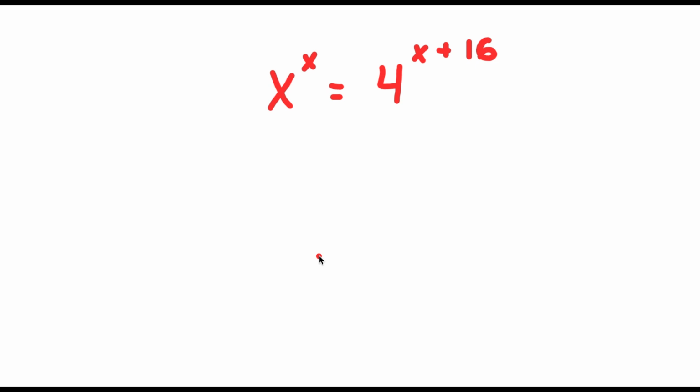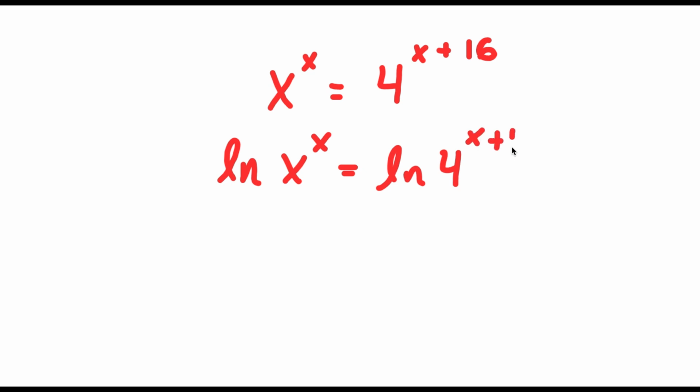Alright, so in this problem, I have x to the power of x is equal to 4 to the power of x plus 16. So to solve this, I'm going to first start by taking the natural log, or ln, on both sides. So now I have ln of x to the power of x is equal to ln of 4 to the power of x plus 16.